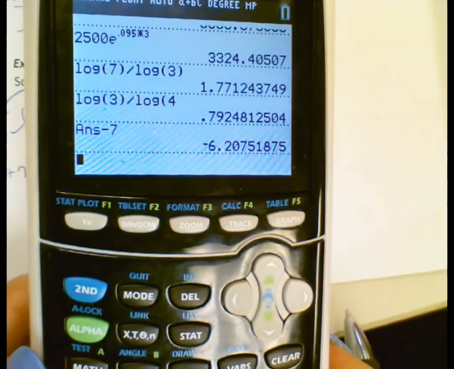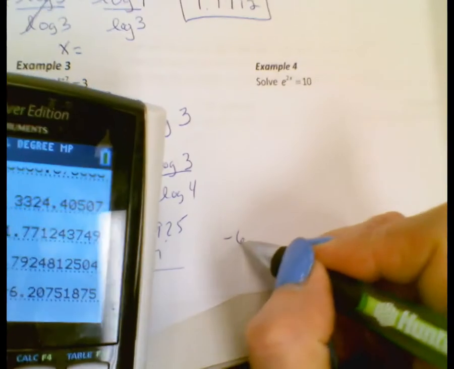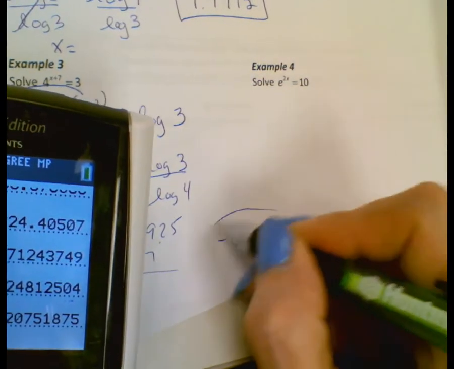So we still have that on our calculator, right? So just subtract 7. Negative 6.2075.